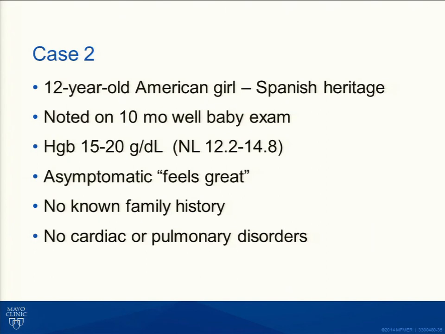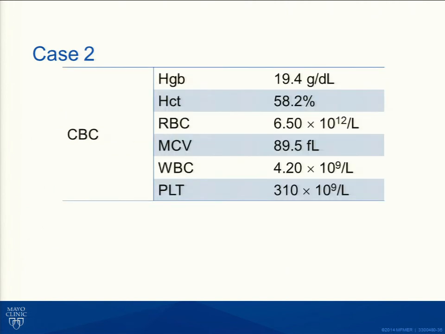Next case, a 12-year-old American girl of Spanish heritage. She's been noted as far back as her 10-month well baby exam to have high hemoglobins. You can see the range here. Normal for her age is right here. Otherwise, she feels great. No family history, no cardiac or pulmonary disorders. Here we go. Here are her CBC values. Apart from the high red counts, the other values are normal.